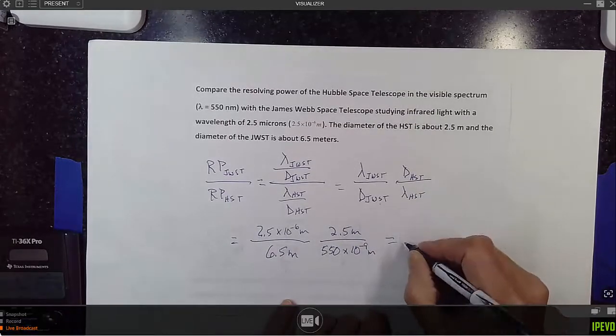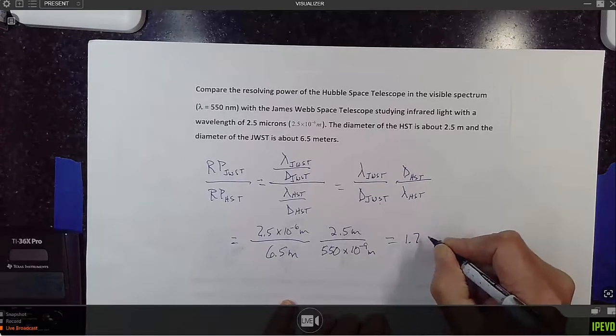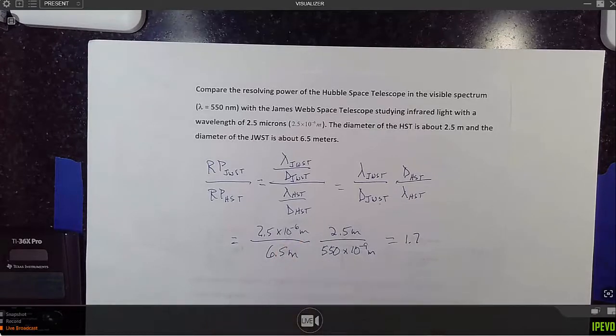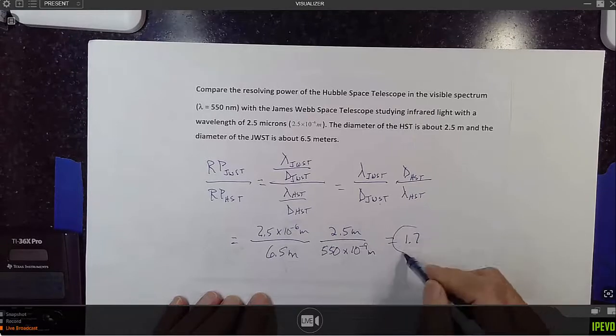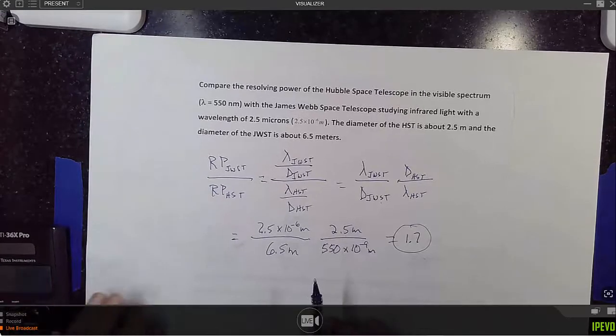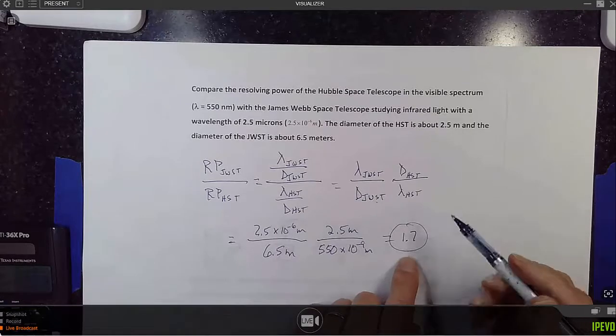And I get about 1.75 or so, something like that. I've only got two significant figures here, so I'll just stick with that. And what this means is that the James Webb Space Telescope doesn't quite have the same resolving power as the Hubble Space Telescope. It's actually a little bit worse.